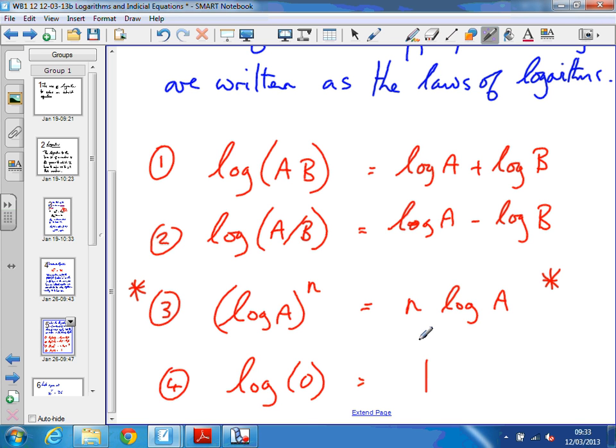So these are the laws of logarithms, and you might want to just jot down what they are. But again, you've got these notes, you can print them out off the site. We'll look at this in more detail next week. But what I want to do now is just look at some examples of how they can be used to solve indicial equations, just to introduce them to you.